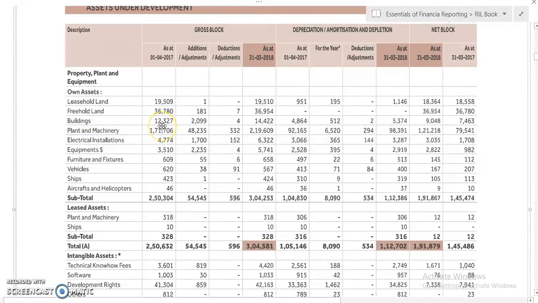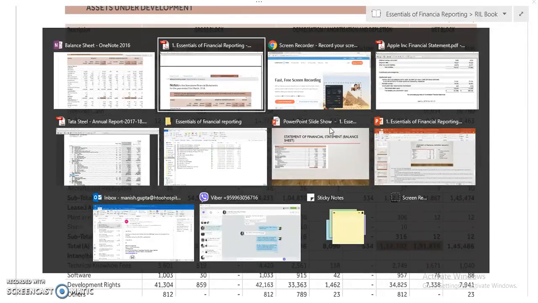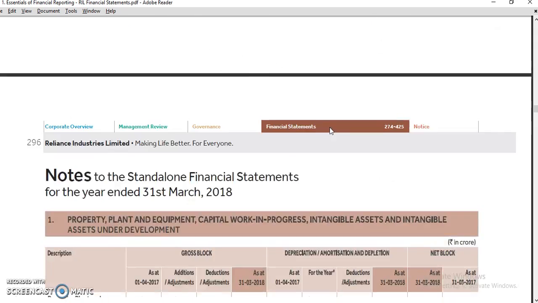Buildings. These are all the buildings, or the improvements of buildings, or the physical part of the buildings. It was initially 12,000, then they bought another $2,000, so the total becomes 14,000. They have been charging $4,800 in the past, and this year they charged $512. It depends on the life of the building itself. There are no more details about how this depreciation is calculated in the financial statements, but we can look at the assumptions of the financial reporting. So let's look at it now.